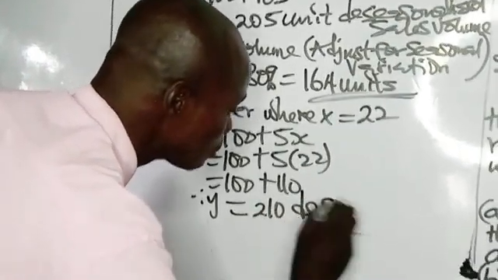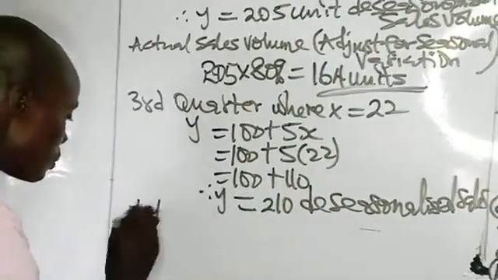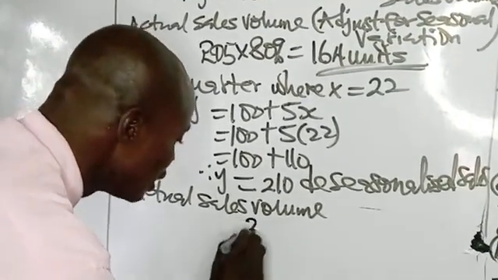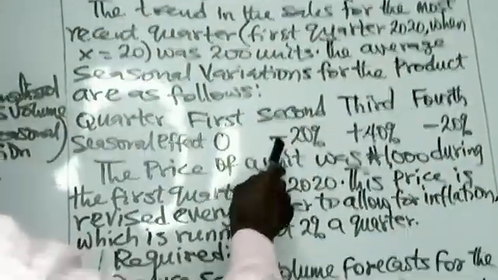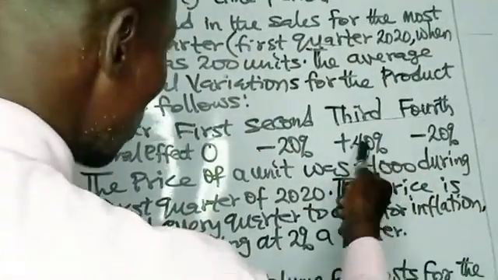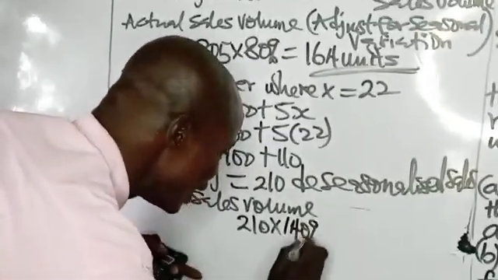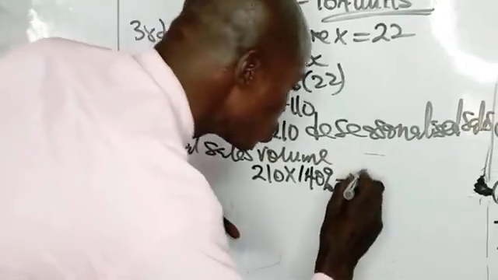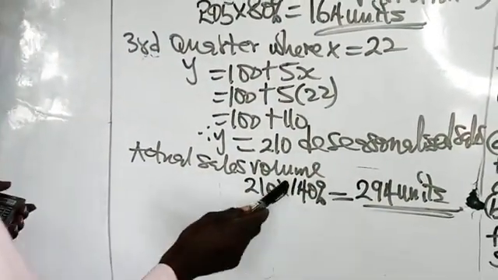This is our deseasonalized sales. So our actual sales volume now, you adjust for seasonal effect, which is 210 multiplied by, in the third quarter, the seasonal variation of plus 40%. Plus means you add it to 100. If it is minus, you subtract it from 100. So you have 140%. Calculate 140% of 210. So we have 294 units. That is the actual sales volume in quarter 3.